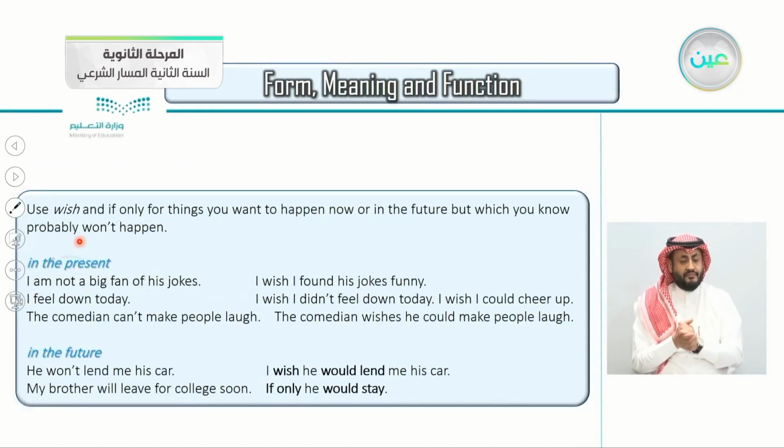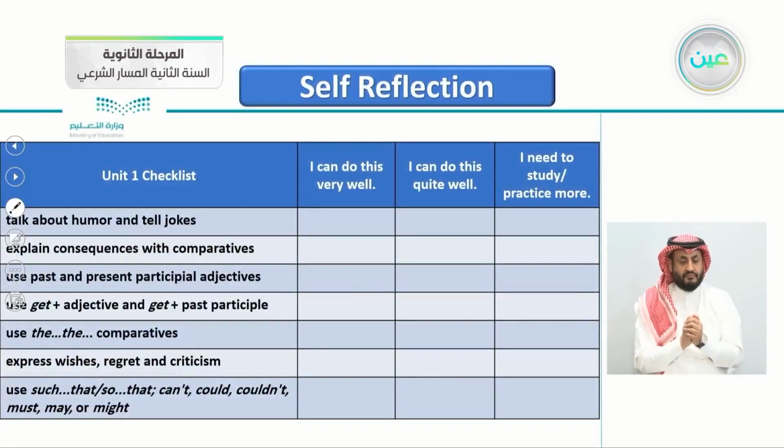What about the present? When you say, I'm not a big fan of his jokes, I wish I found his jokes funny. I feel down today, so this is in the present. I wish I didn't feel down today. And in the future: he won't lend me his car. So we say, I wish he would lend me his car. We use the word would here because we're talking about a future event.